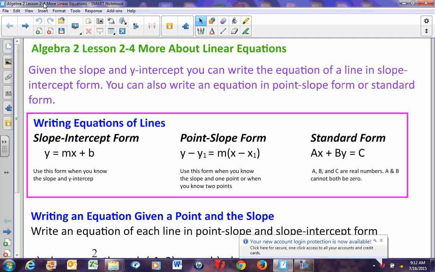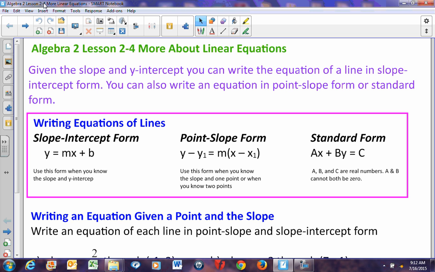This is Algebra 2, Lesson 2-4, more about linear equations. Now, last lesson we learned how to write equations using the slope-intercept form. Today we're going to look at two other forms of writing equations, and you can interchange these forms all the time. Sometimes it will be easier to use something in standard form, and sometimes it will be easier to use something in slope-intercept form.